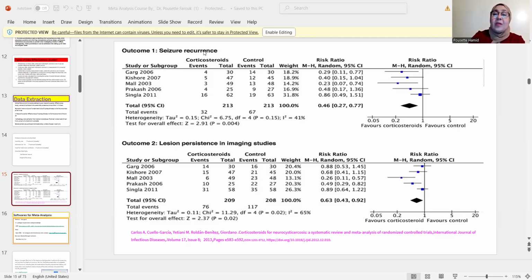We have to extract this from the study. If these numbers are not present in the study you have collected, so it is useless. I cannot get use of this study to create a meta-analysis. The other numbers in the figure in front of you, it will be created for you automatically by the software, which is the RevMan.